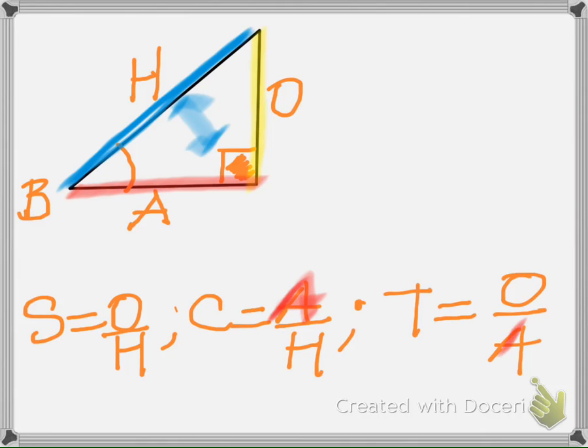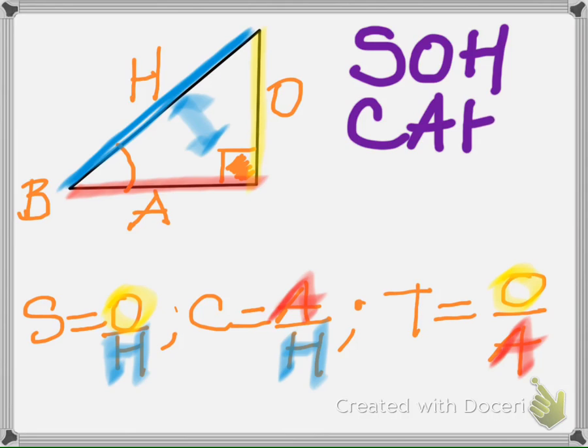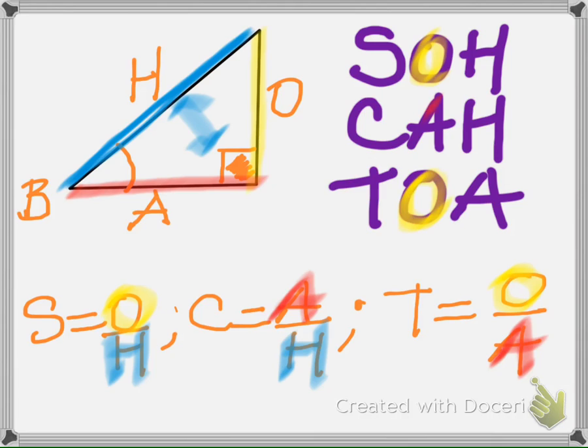Okay, so we're going to be color coding everything that is adjacent red, everything that is hypotenuse blue, and everything that is opposite yellow. We're going to use something to remember these relationships. We're going to call it SohCahToa. So now we can see with the color coding what each letter represents on the triangle.